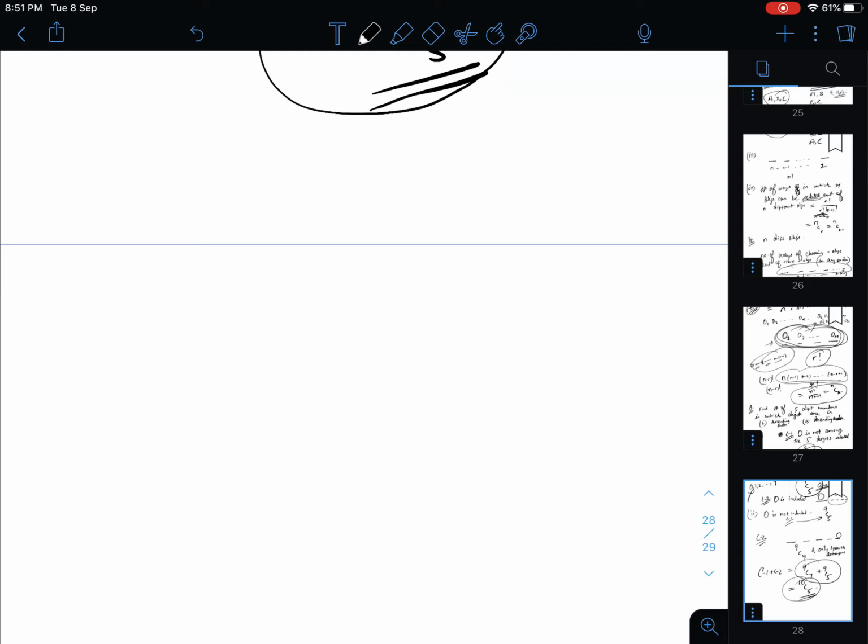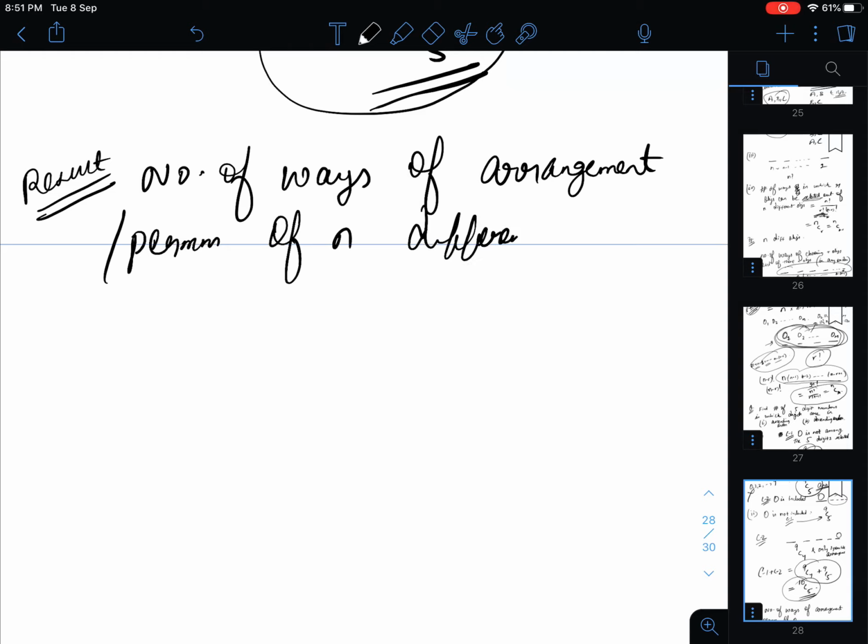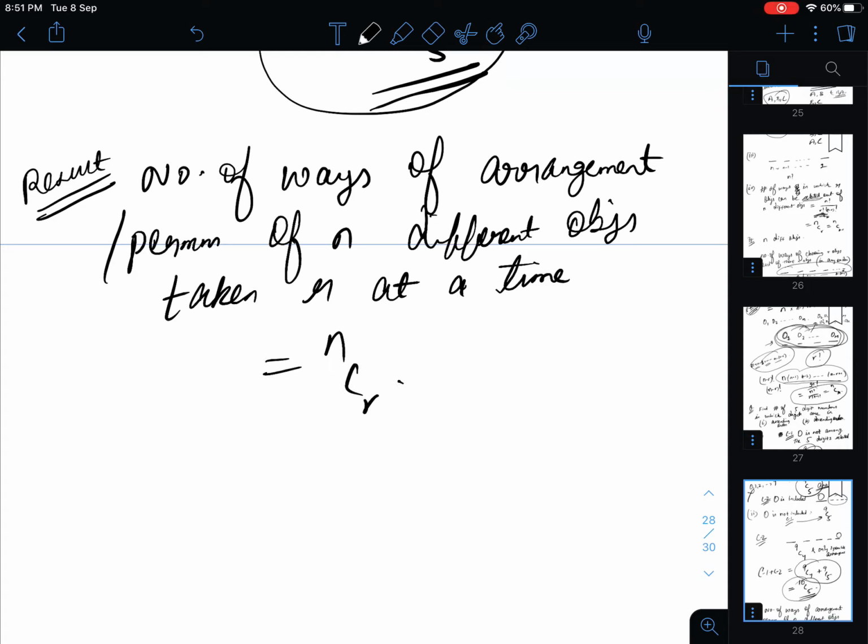The next concept is, let's say, a result: the number of ways of arrangement or permutations of n different objects taken r at a time is nothing but NCR into r factorial, where of course r must be less than or equal to n.